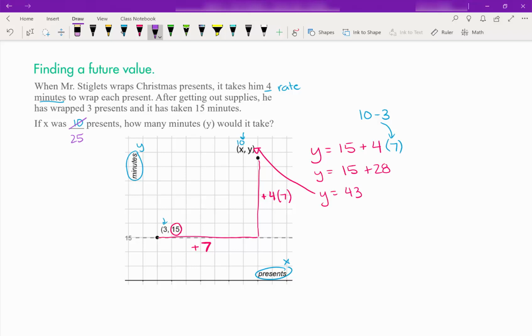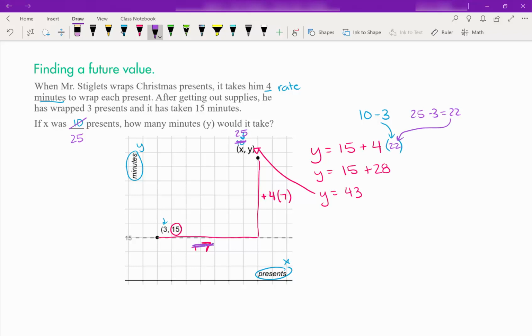Well, what would be different in my calculations? Okay, we'll go ahead and go to our point. We'll cross out that 10 and put 25 there. So how many additional presents is it from 3 to 25? Well, I would have to do this calculation. It would be 25 minus 3. That's 22. So my calculation would be the exact same calculation, except instead of having a 7 there, I now have a 22. So 22 additional presents.